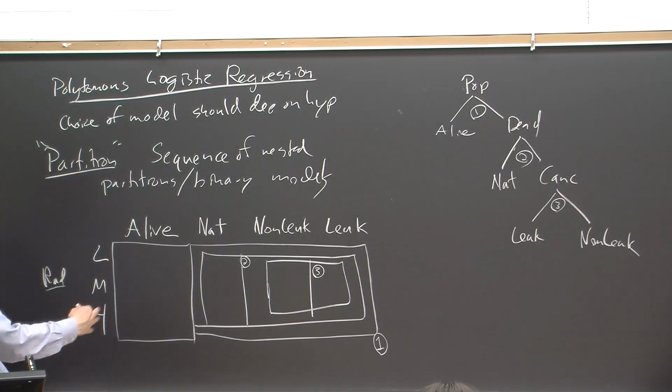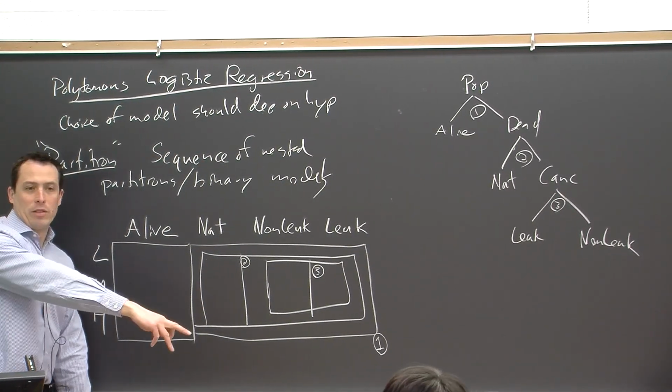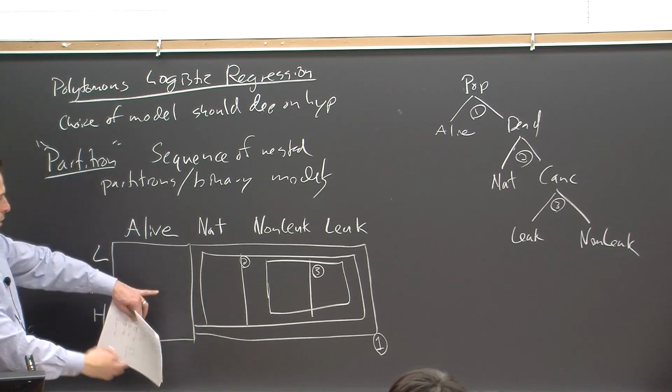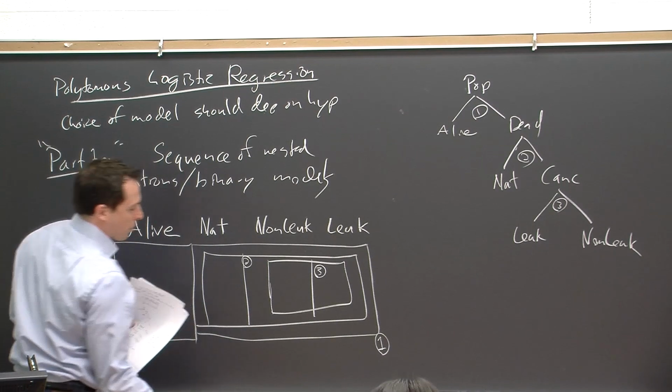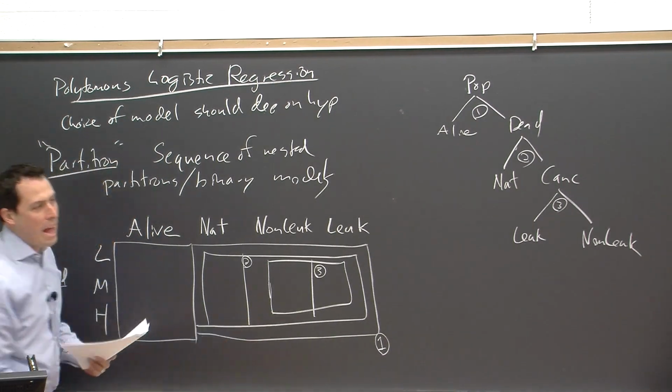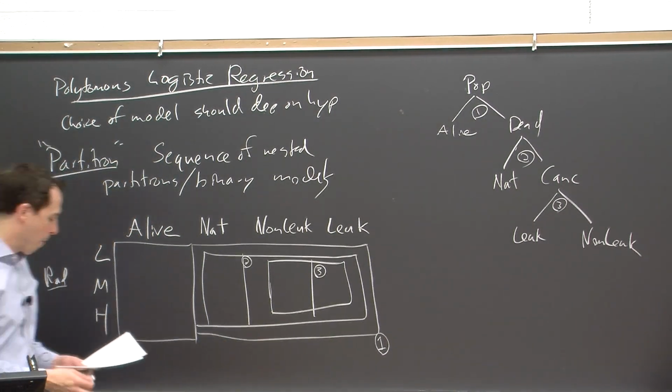We get a separate logistic regression for each of these tables. So there are 3 separate logistic regressions. Each one has a different data set. Each one has a smaller n than the previous one, right?